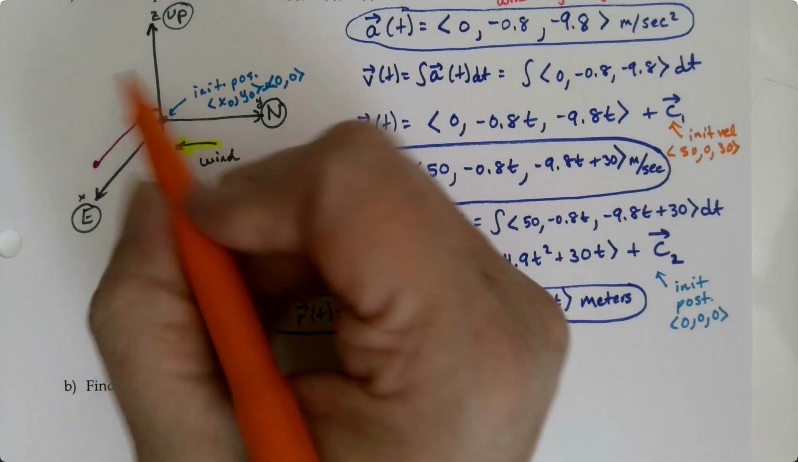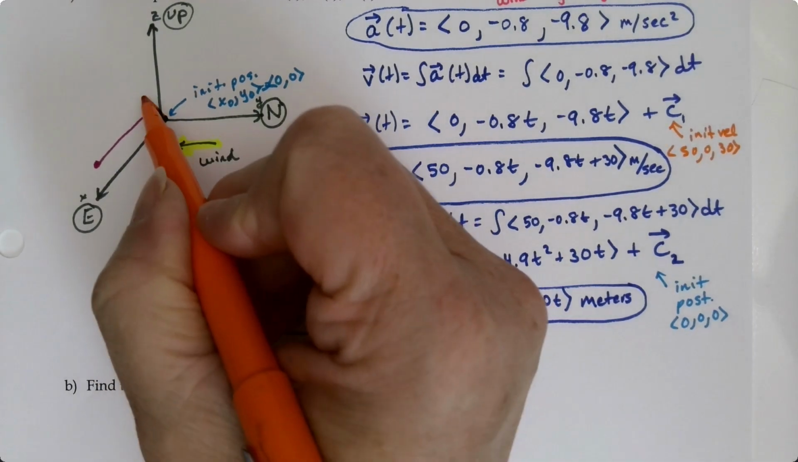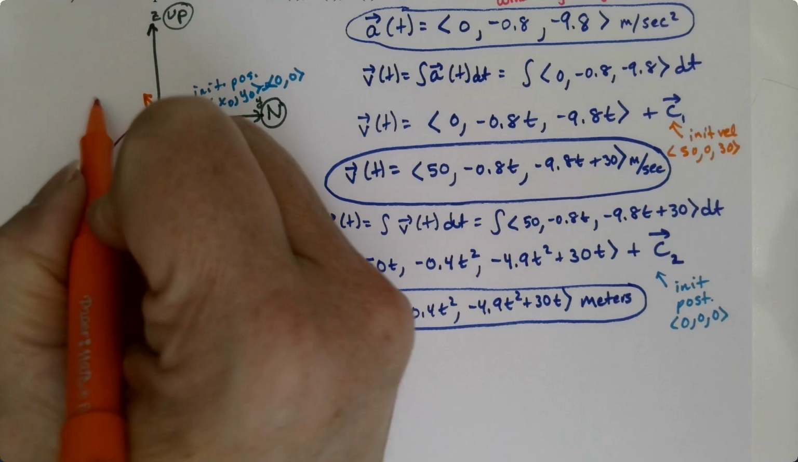I just thought I might want to throw in that initial velocity vector. It's doing something like that. Right, there's your initial velocity.